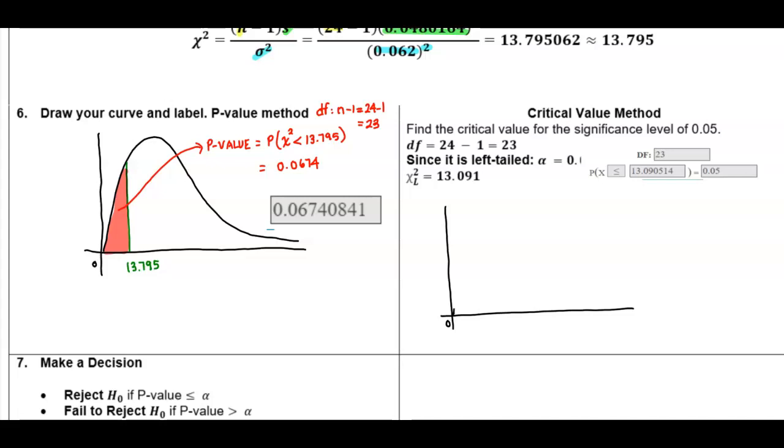Okay, we know that this represents 0, and we know that for chi-square it's going to be skewed right. And then what we want to do is put in the critical value that we found here. And this is the chi-square left critical value, which is 13.091. Okay, and then what we can do is shade this area here that's going to represent the critical region. So therefore, this represents the critical region.